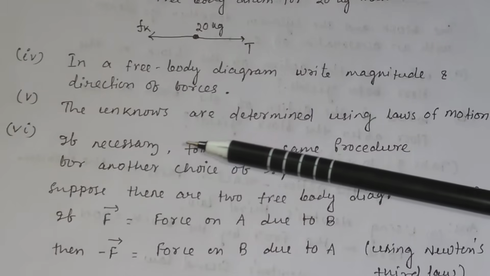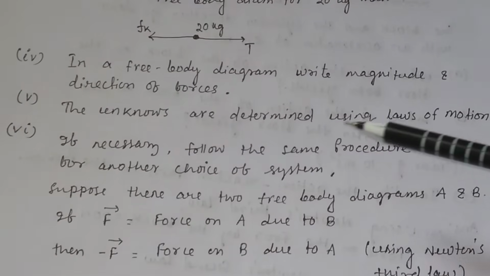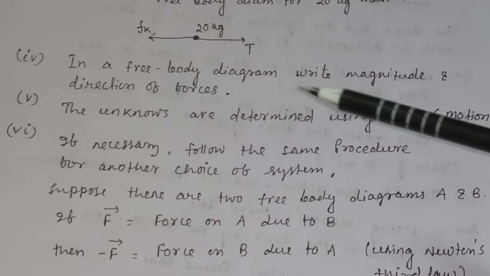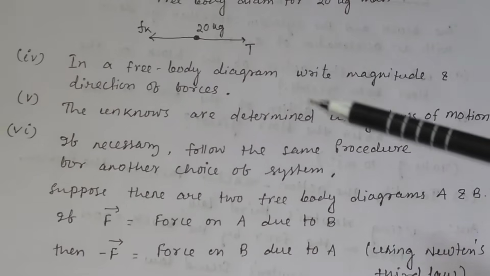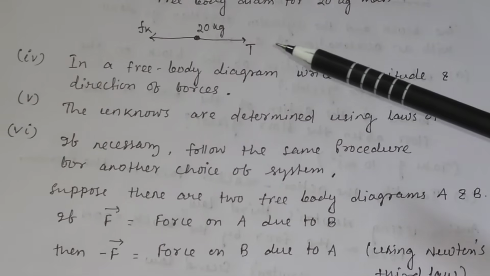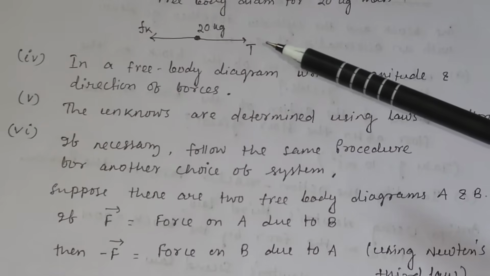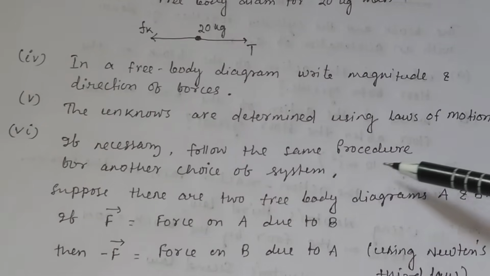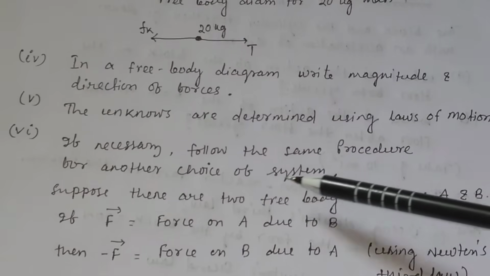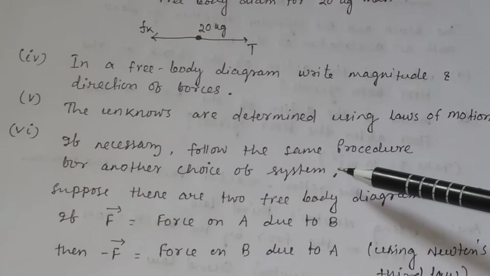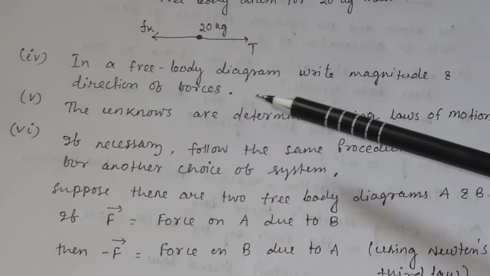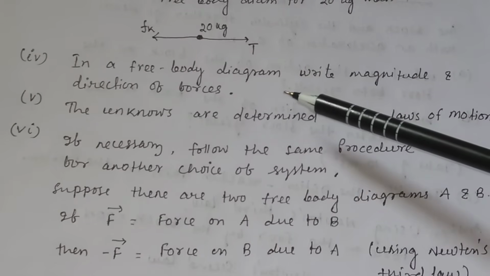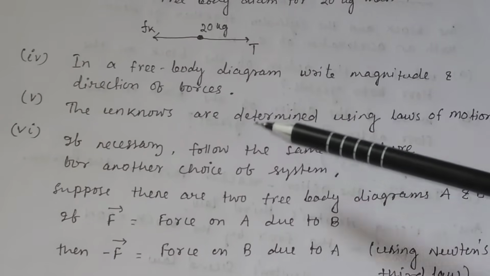And the next step, the unknowns are determined using laws of motion. You should apply Newton's laws of motion to find out the unknown value in the free body diagram. If necessary, you follow the same procedure for other choice of the system. If you have 2 or 3 or more systems, you follow the same procedure.